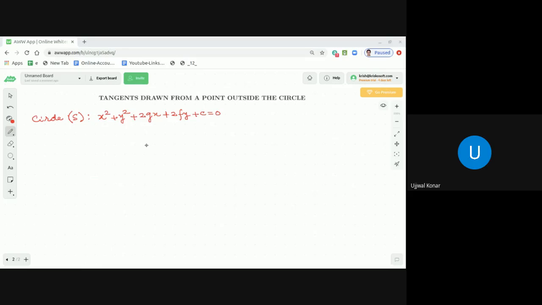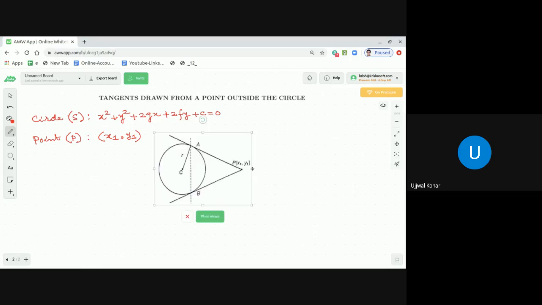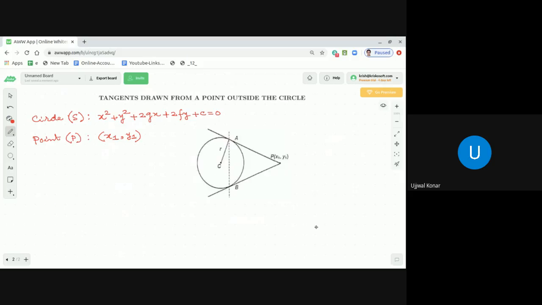And a point is given to us which lies outside the circle. The point P lies outside the circle, and its coordinate is x1 comma y1. And that point P, I repeat this statement, dear student, lies outside the circle. So if I draw a diagram, it looks something like this. I hope you agree that the point P, x1 comma y1, is outside the circle. This is the point P.